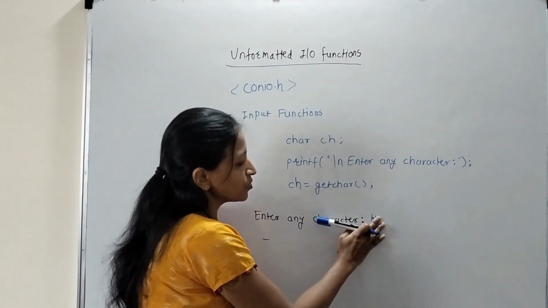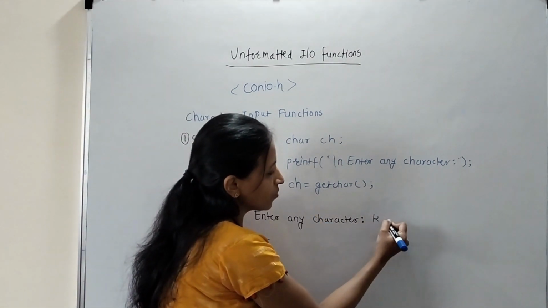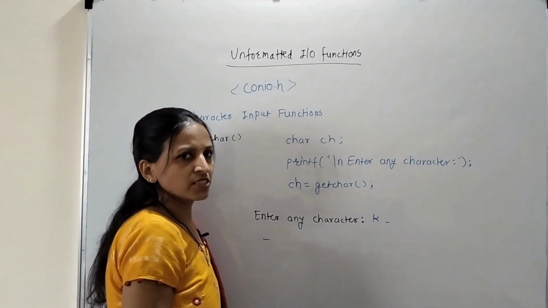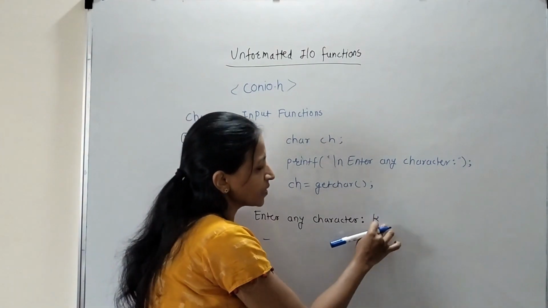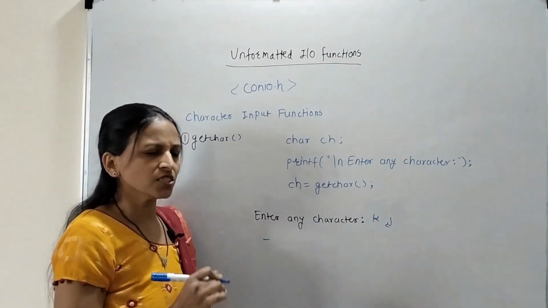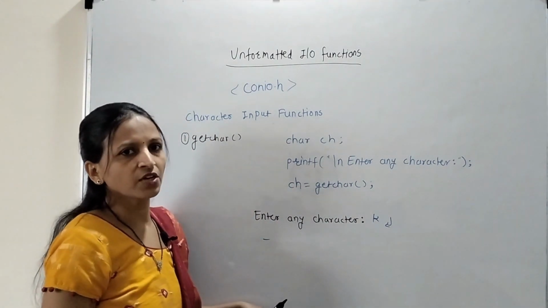Means suppose the user is typing k. The cursor will be at this place, but that k will not get stored inside ch. The user has to press the enter key, then only that k will get stored inside ch. In this way the getChar function will work.